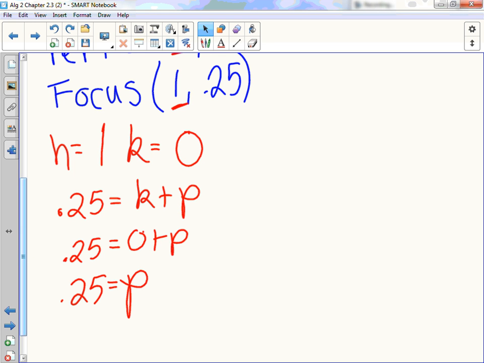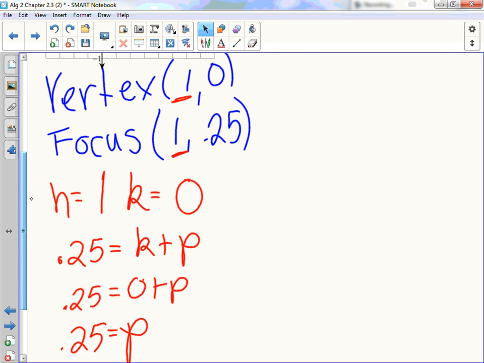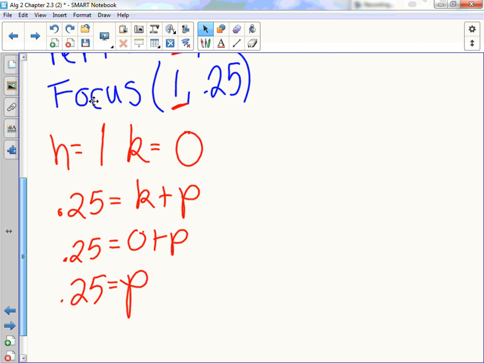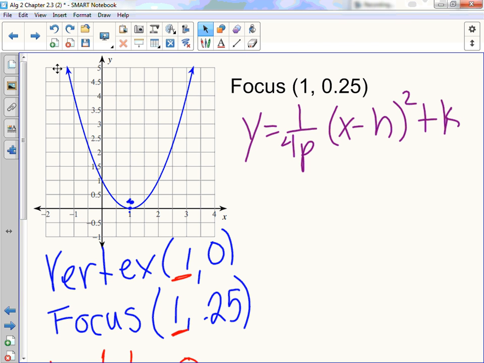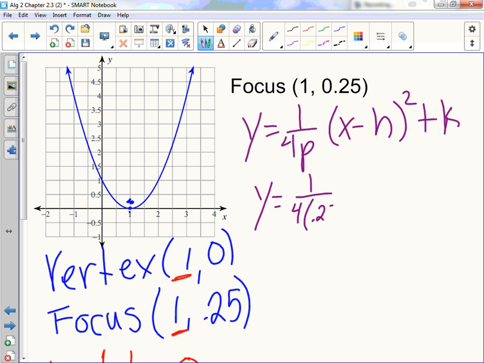Any questions on this here, how we found the value of p, h, or k? So we can plug them in. So we get y is equal to 1 over 4 times 0.25, times x minus h, so x minus 1 squared, plus 0.